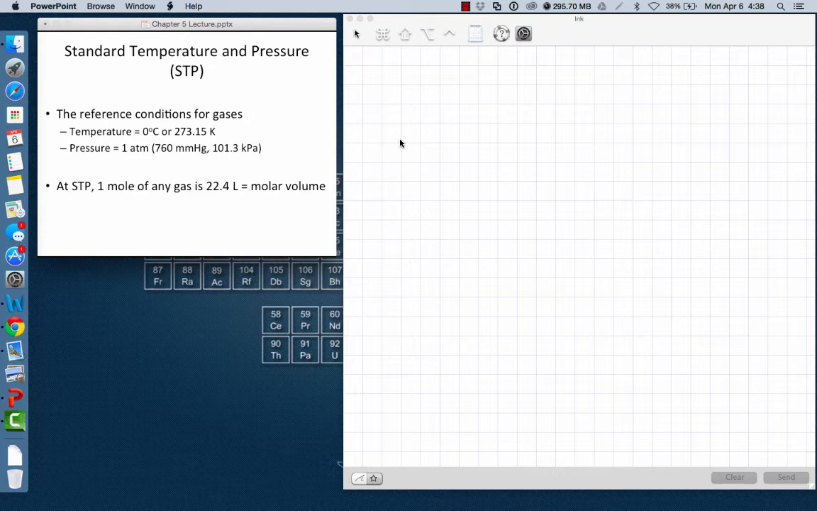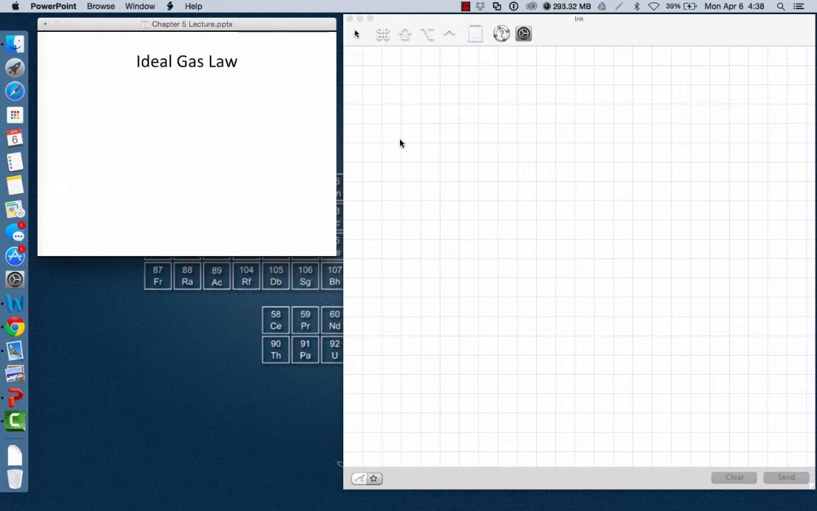You should know that 22.4 liters is the molar volume, and that's for 1 mole of gas. You won't necessarily need to know it for every problem, but it'll be really useful if you remember it. It'll help you solve a lot of different kinds of problems.